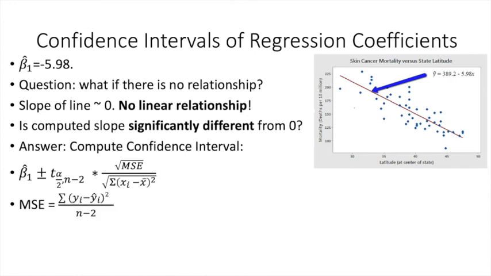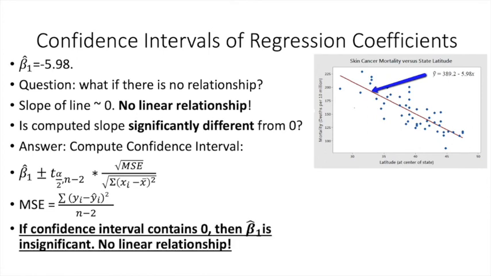Now, if the computed range of values includes a value of 0, which is what the null hypothesis assumes, then the computed value of beta 1 is not significant. And we cannot assume a relationship between the dependent and independent variables. So for example, if the confidence interval turns out to be between minus 7 and minus 3, then 0 is not within that range of values.